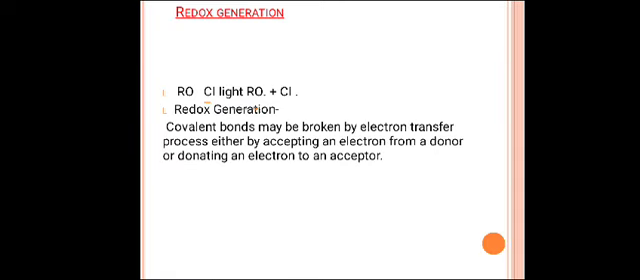Photochemical generation: light can bring about the fragmentation of a compound if the wavelength of the light corresponds both to an energy greater than that of the bond to be cleaved and to an electronic excitation of the molecule concerned. This procedure is suitable for the formation of alkoxy radicals from alkyl nitrites or hypochlorites. In redox reactions, a covalent bond may be broken by an electron transfer process, either by accepting an electron from the donor atom or donating an electron to an acceptor.